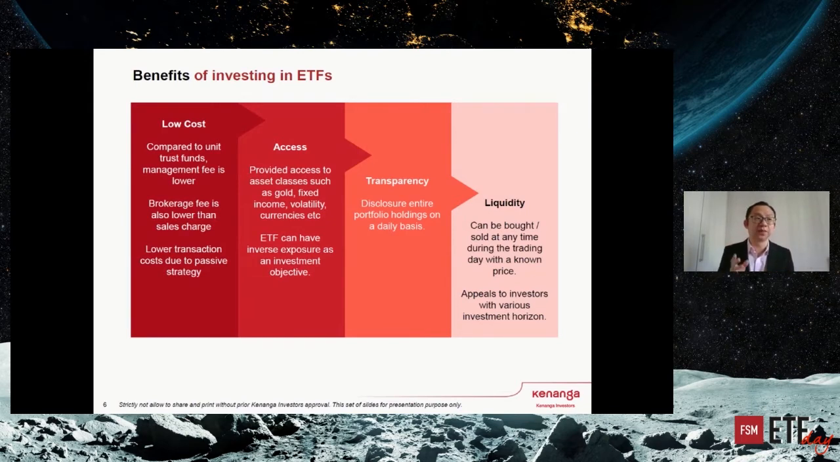So this is the beauty of it, the transparency. And last but not least is liquidity. So liquidity, I believe some of you may be aware that we always say ETFs have very low liquidity. But how true is it? Of course, yes, when you look at the volume, it's not that high.